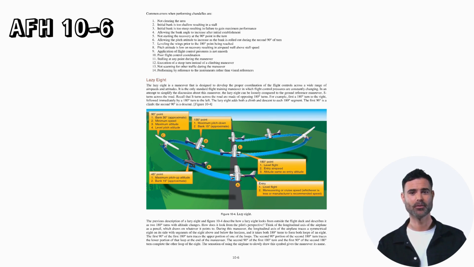The first 90 degrees of the first 180-degree turn traces the upper portion of one of the loops. The second 90-degree portion of the second 180-degree turn traces the lower portion of that loop at the end of the maneuver. The second 90 degrees of the first 180-degree turn, and the first 90 degrees of the second 180-degree turn complete the other loop of the 8. The sensation of using the airplane to slowly draw this symbol gives the maneuver its name.